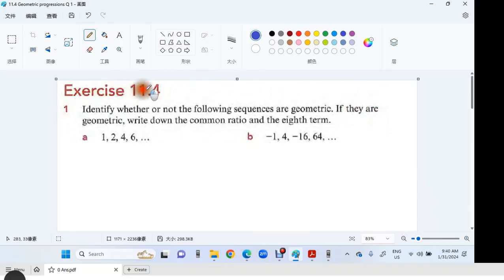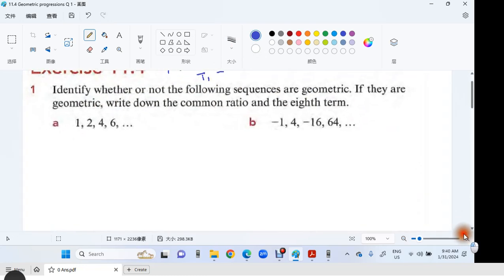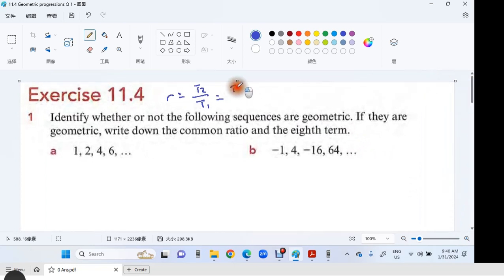So exercise 11.4, identify whether or not the following sequences are geometric. If they are geometric, write down the common ratio and the 8th term. So we know that the common ratio for a GP is the second term divided by the first term, also equal to the third term divided by the second term, and the nth term divided by the (n minus 1)th term. So the Tn is ARn minus 1.